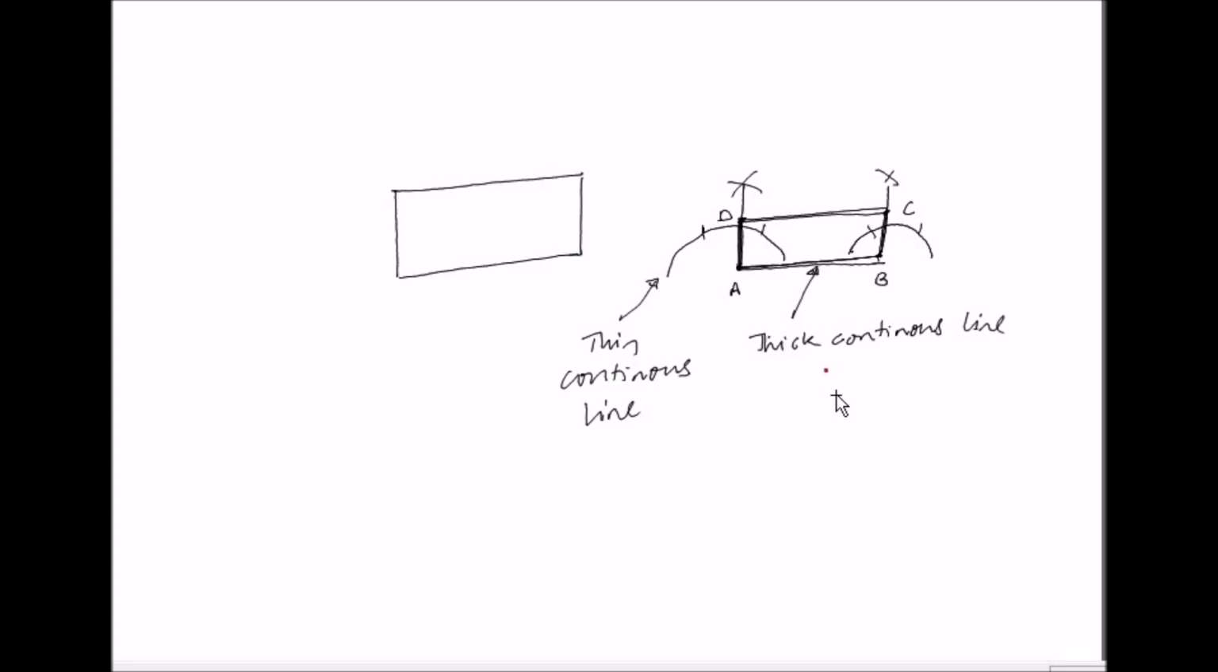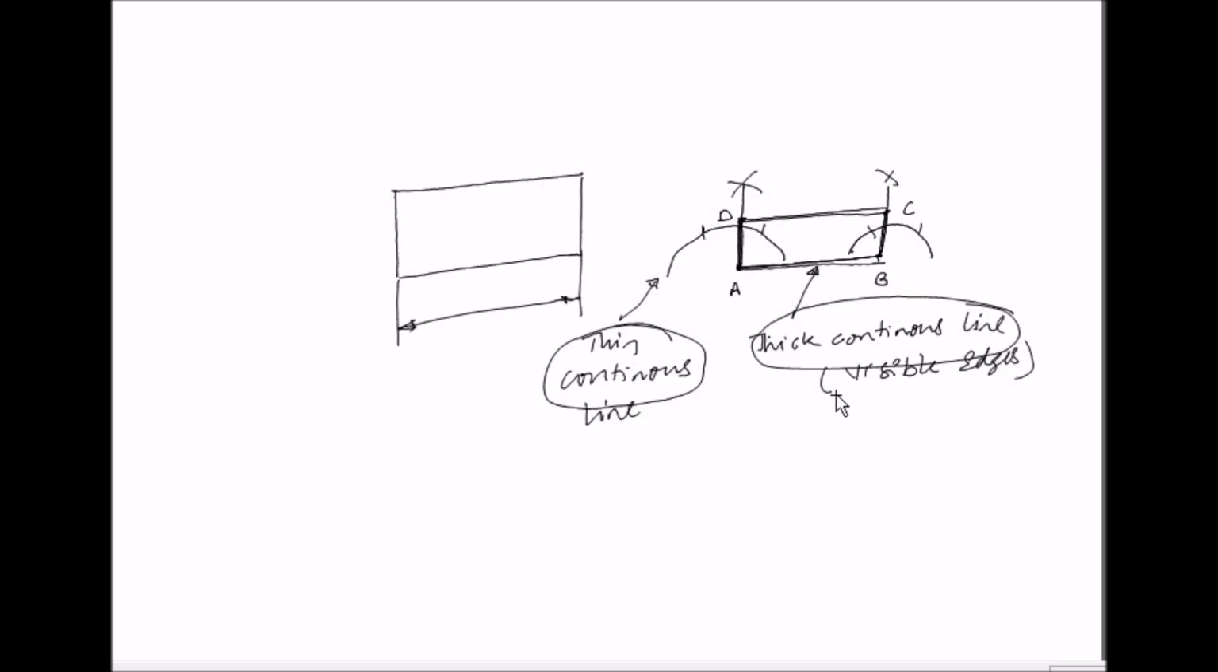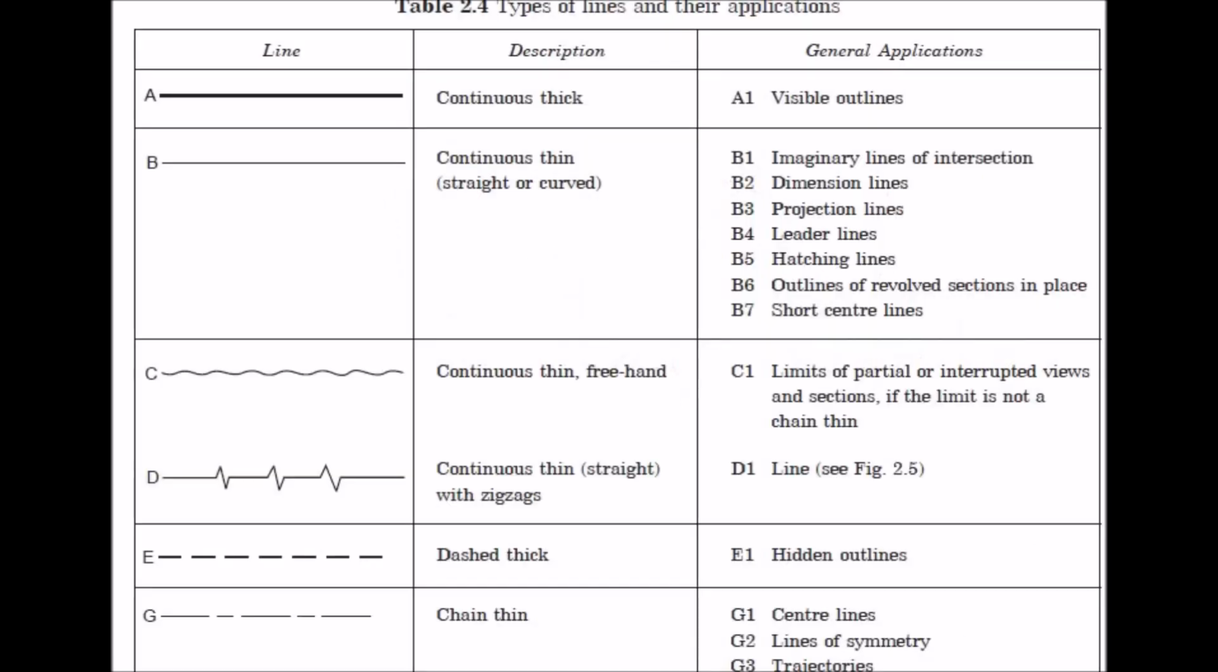These are technically called visible edges. Those edges which are visible in a particular view are called visible edges. And all other lines, be it the construction lines, or let us say I want to dimension this particular rectangle, all these dimension lines, or let us say I want to do sectioning or anything else apart from the main figure, everything else is drawn by thin lines, and the main figure itself, which we call visible edges, is drawn by thick continuous lines. So these two lines are very, very important.